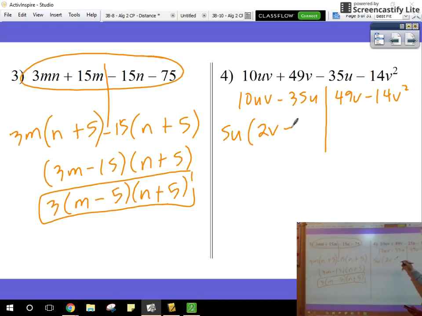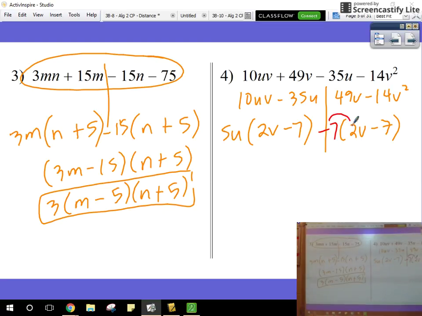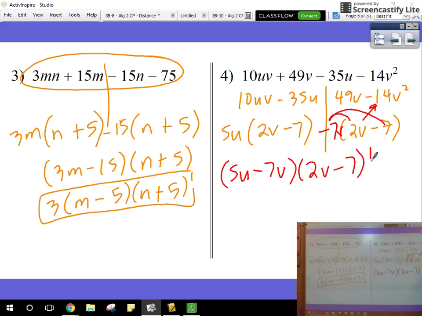2v minus 7. Right? And then if I copy a 2v minus 7 here, what should go outside will be a positive 7, right? Because that will give you, oh, no. No, that's not going to work. It has to be negative 7. Why is it negative 7? Because negative 7 times 2 is negative 14. Negative 7 times negative 7 is positive. Okay, for v, negative 7v, because one of them, the common is v there. Right? So therefore, the answer is 5u minus 7v, 2v minus 7 is the answer.